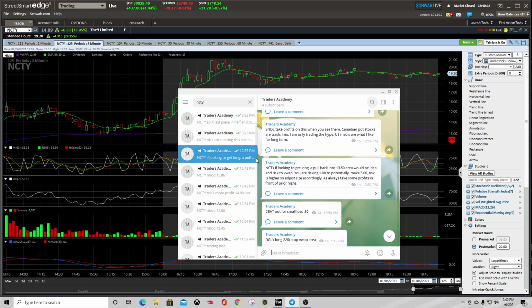Then at 1:57 p.m. I said if you're looking to get long on NCTY, a pullback into the 13.50 area would be ideal. Risk to VWAP, you are risking $1 to potentially make $5. Risk is higher, so adjust your size accordingly. Again, if you had entered here and risked $1, you would only buy 5 shares if you were going in with $100. Of course, you can buy more shares if your account is bigger. I'm using $100 as an example for smaller accounts. As always, take some profits in front of prior highs.